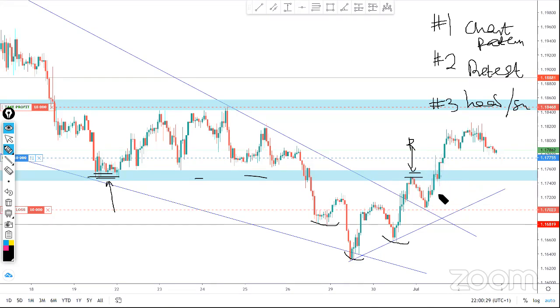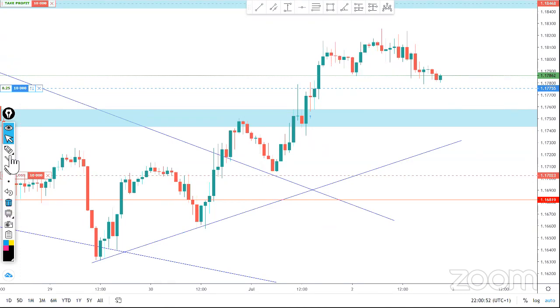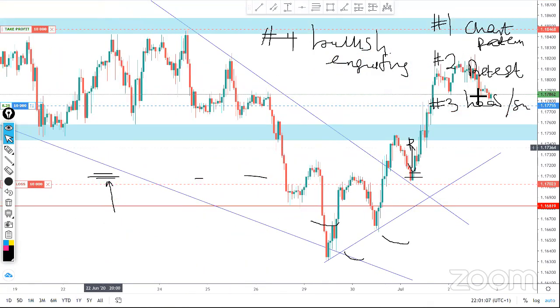And then price now makes a retest with a bullish price action signal, which is confluence factor number 4, a bullish engulfing bar. That is confluence factor 4. If I zoom in on my chart now, you can see right here, this is a bullish engulfing bar. That is confluence factor number 4.